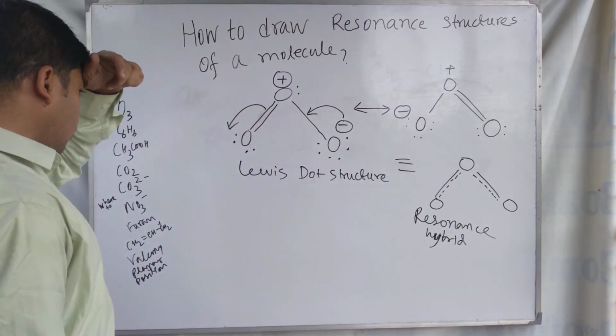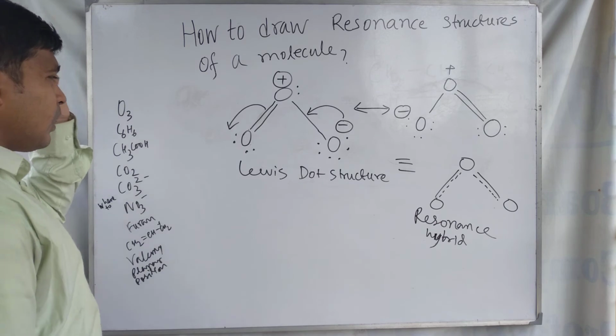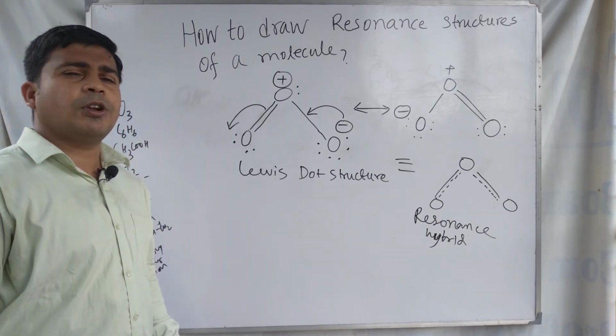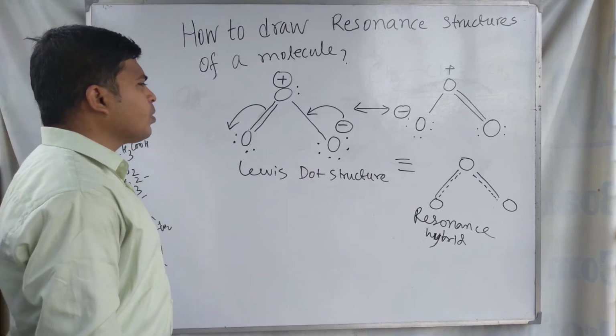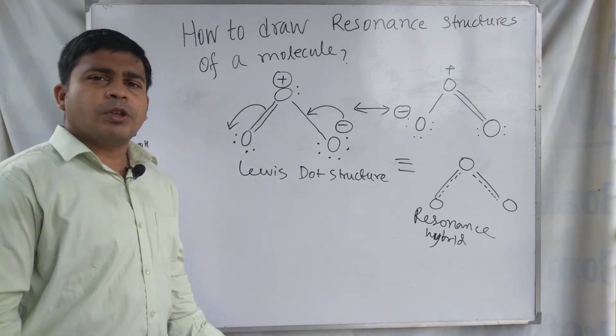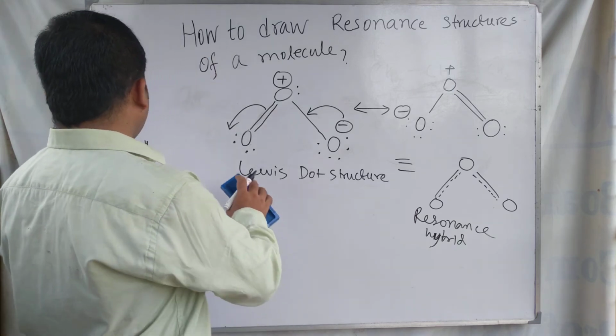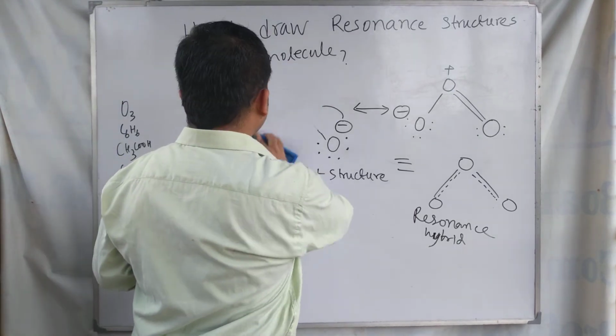Resonance hybrid for a molecule, you can show the resonance hybrid also. So this is the way of drawing the resonance structures of ozone molecule. Okay, you understand it. Next we draw the resonance structures of some molecules.